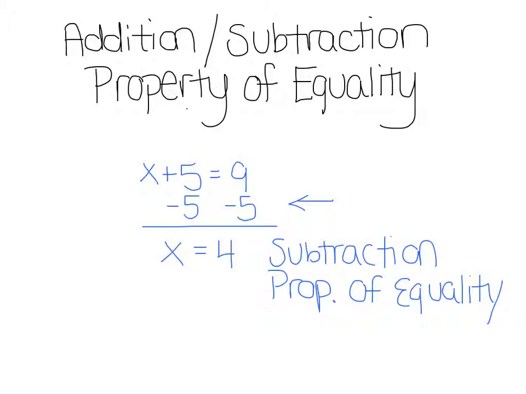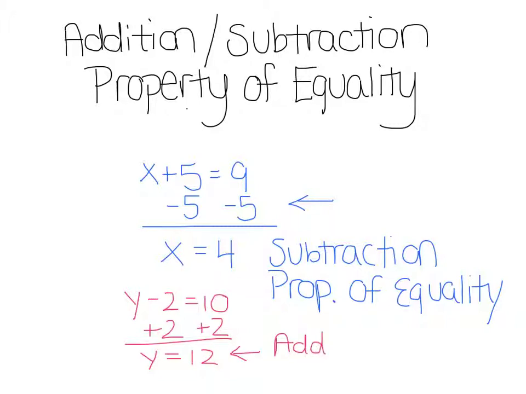The same could be true if it was y minus 2 equals 10. When you add 2 to both sides, you suddenly get y equals 12. Well, this is from the addition property of equality. And I'm going to run out of space, so I'm just going to abbreviate all of this. But you know what I'm saying.